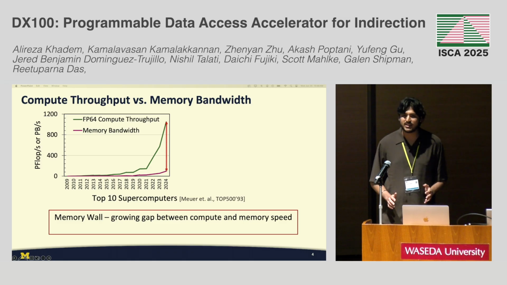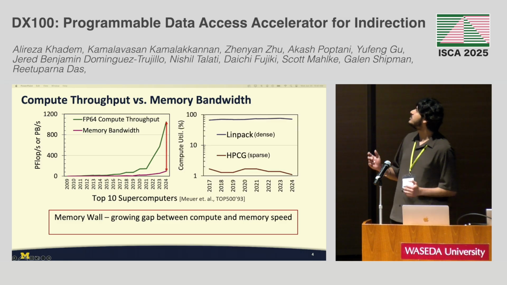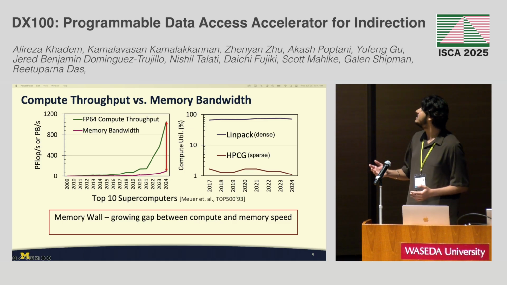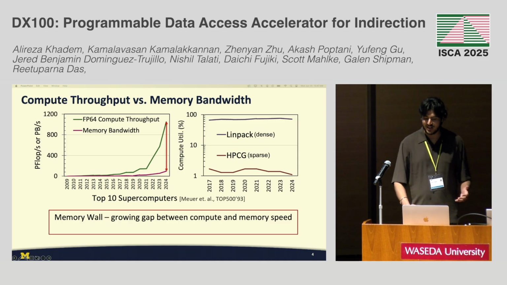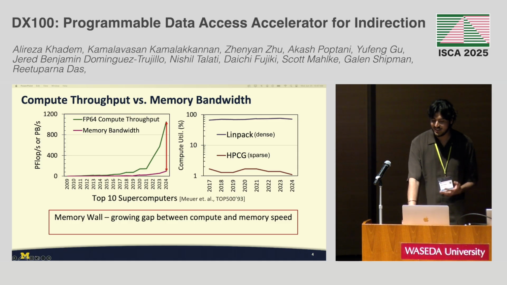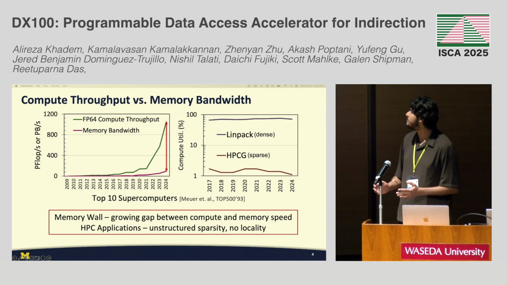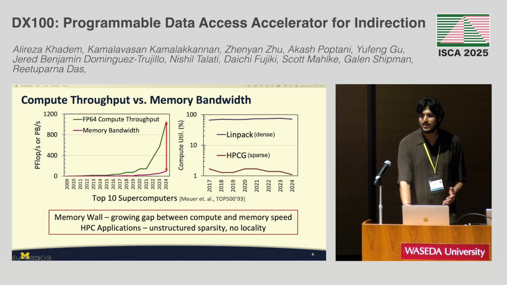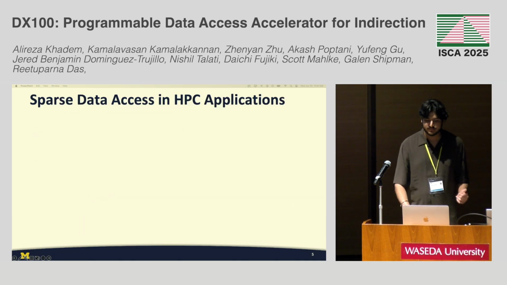Modern HPC applications have unstructured sparsity. In this chart, we show the compute utilization of two HPC applications, LinPack and HPCG. LinPack is the dense HPC application and HPCG is the sparse HPC application. We can very clearly see that for the sparse application, the compute utilization is significantly lower. This is because conventional microarchitectures are more suited for temporal and spatial locality, but unstructured sparsity cannot utilize the locality.